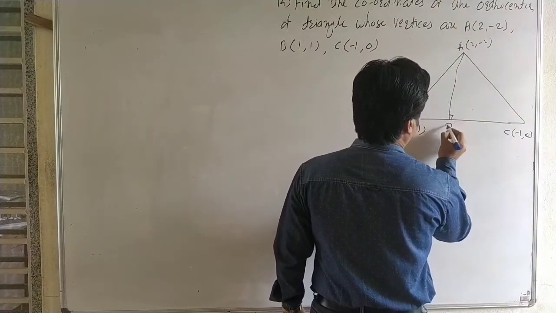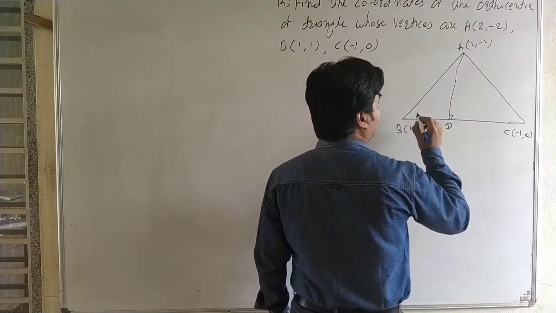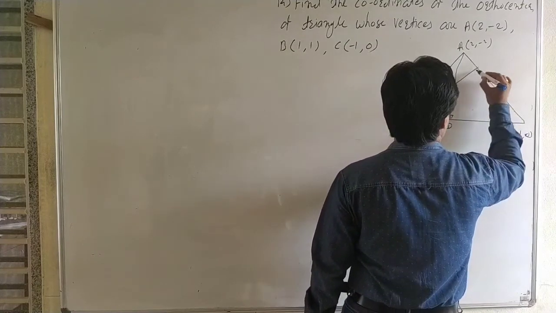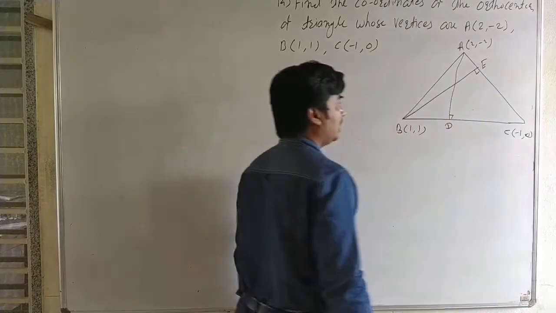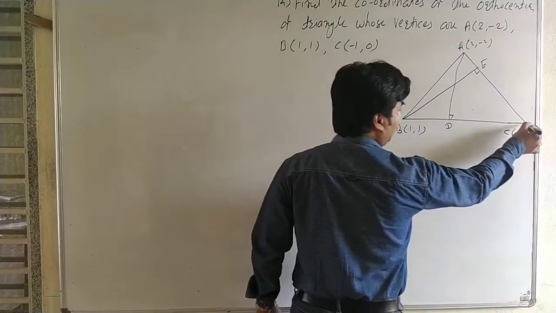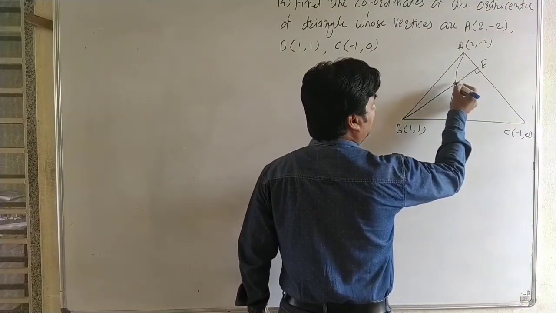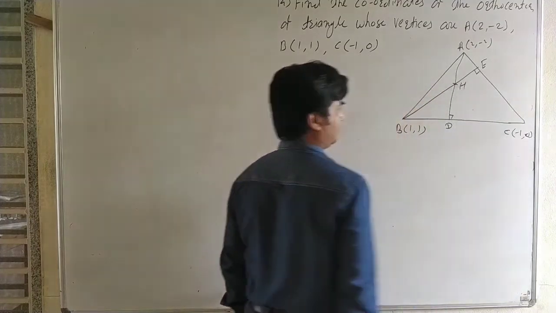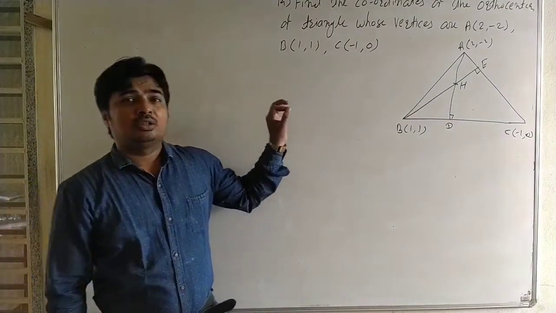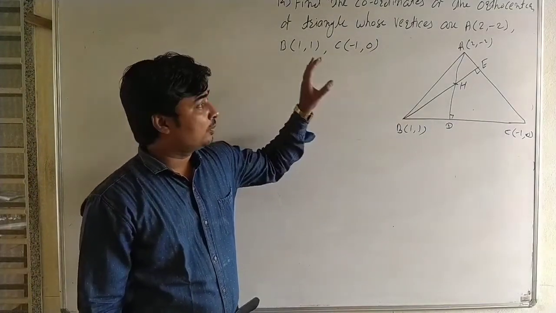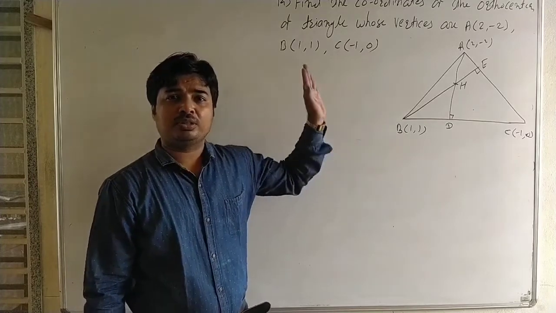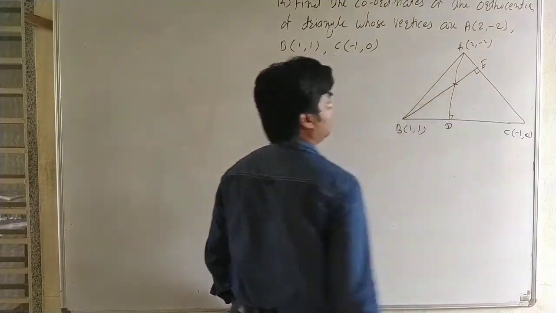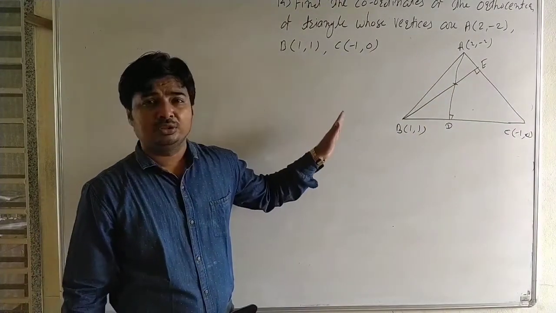Here AD is an altitude, and the second is BE or CF, any altitude. The third altitude also passes through this point. We take this point, the orthocenter, as H. We want to find the coordinates of that point H, the point of intersection of the altitudes.